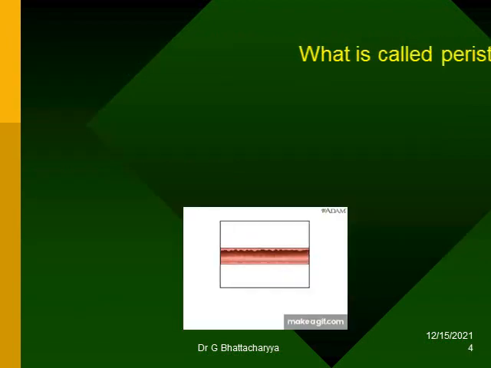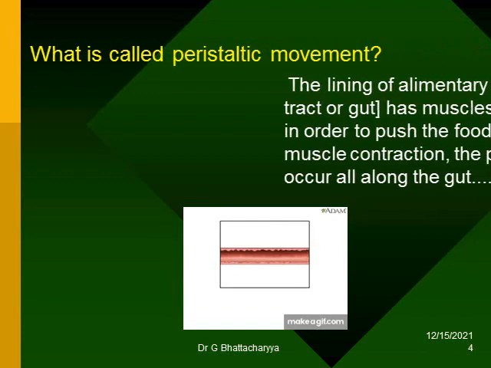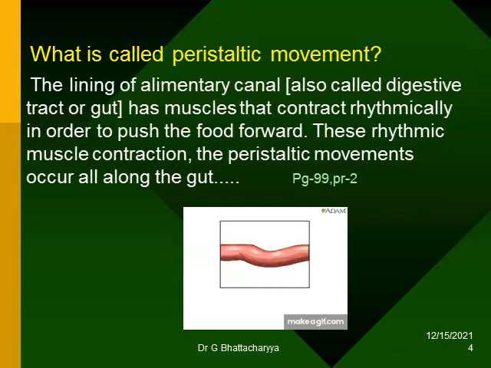What is called peristaltic movement? The lining of the alimentary canal, also called the digestive tract or the gut, has muscles that contract rhythmically in order to push the food forward. This rhythmic muscle contraction, the peristaltic movements, occur all along the gut.